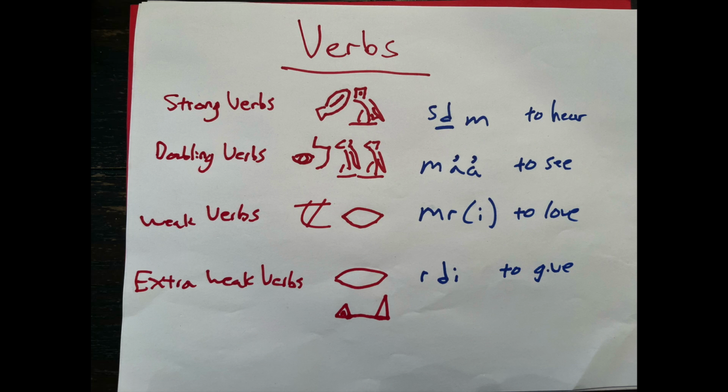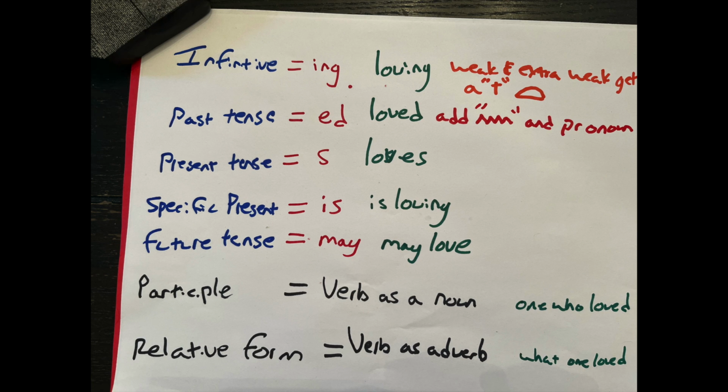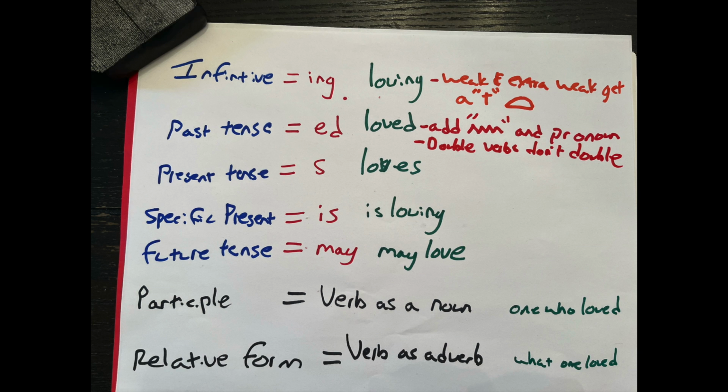All right, so looking back then at our 4 types of verbs, strong, doubling, weak, and extra weak, knowing that the way the tenses work, not every type of verb is affected. In the infinitive, the only verbs that are affected are weak and extra weak, which get an extra T. Your clue that you're in the past tense is because there's an added extra N at the end and a pronoun. Additionally, if you happen to be with a doubling verb, the doubling verb doesn't double. So that is your clue that you're in the past tense.